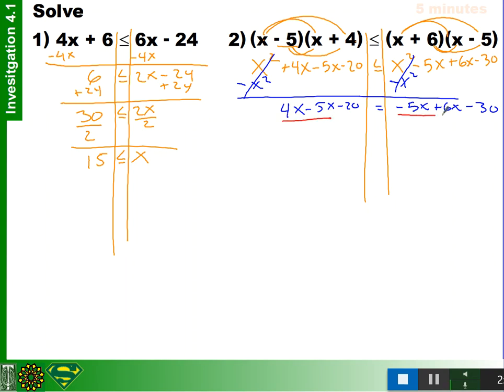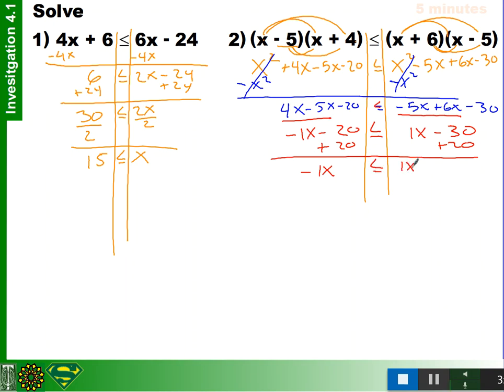So let's combine the pieces that we can combine. So we get negative 1x, because 4 minus 5 is negative 1, minus 20 is less than or equal to. We'll combine those together, and we'll get 1x minus 30. All right. So let's add 20 to both sides. And we'll get negative 1x is less than or equal to 1x minus 10. Well, we need to get the x's on one side, so let's go ahead and subtract 1x from both sides. So we get negative 2x, because negative 1 minus 1 is negative 2, is less than or equal to negative 10.